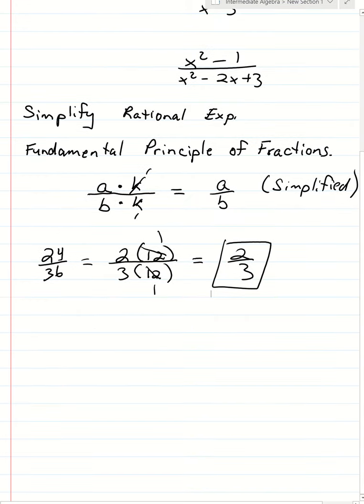Okay? And that's what we're going to be looking to do as well with our rational expressions. For example, if we had 6x minus 12 over 7x minus 14. Okay, now what we're going to look to do is to simplify this rational expression.